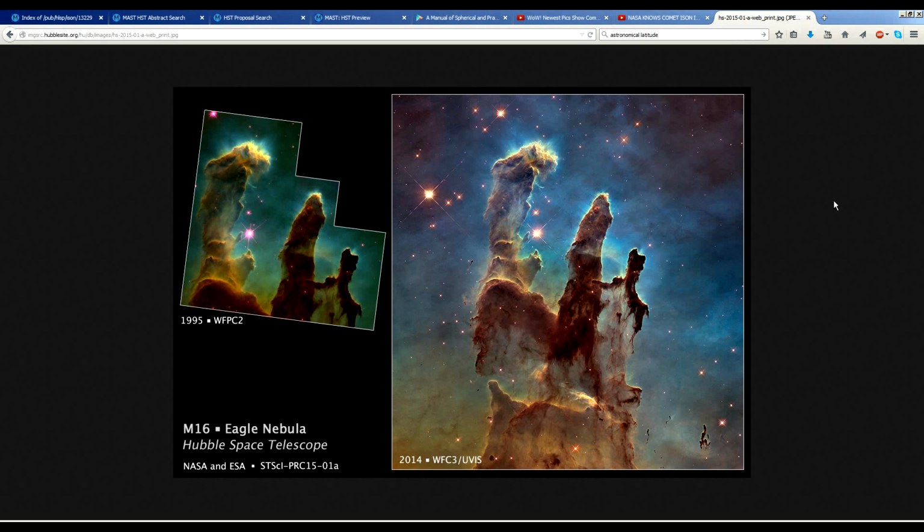Hi folks, this year marks the 25th anniversary of the launch of the Hubble Space Telescope, and to mark the occasion, NASA is taking and releasing new pictures of old favorites, such as this picture of the Eagle Nebula and the famous Pillars of Creation.